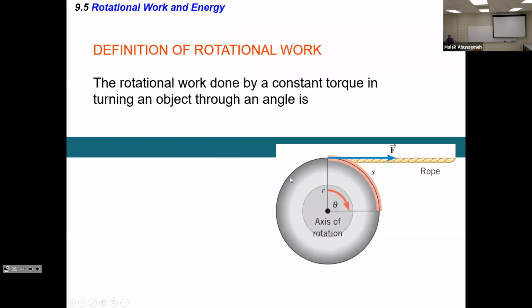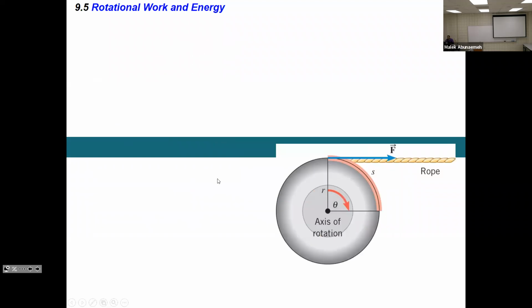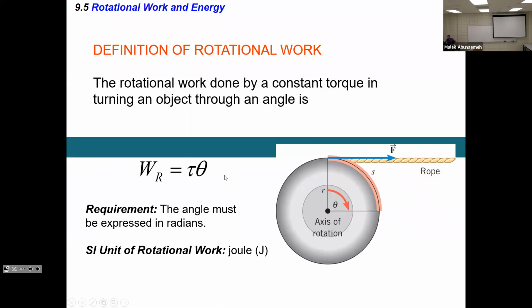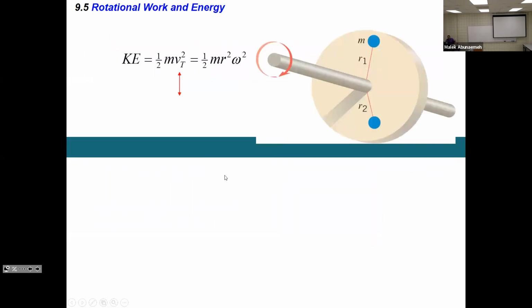And that would be your rotational work. So the rotational work done by constant torque in turning an object through an angle is your tau multiplied by your theta. All right, now the work is going to be, again, in joules.